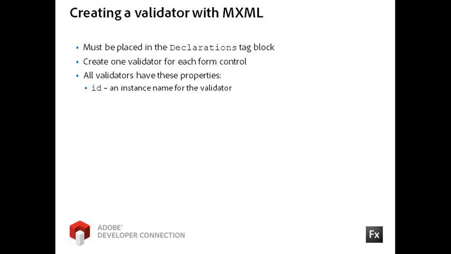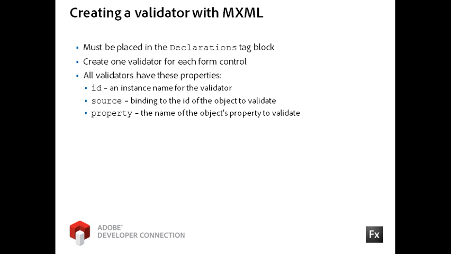You can give a validator an instance name using the ID property. The source property requires a binding to the instance name of the object you are validating, in this case, one of the text input controls. The property argument defines the name of the object's property that you will validate. In my example, I will validate on the text property of the text input control, since the text property contains the text value that the user has typed.